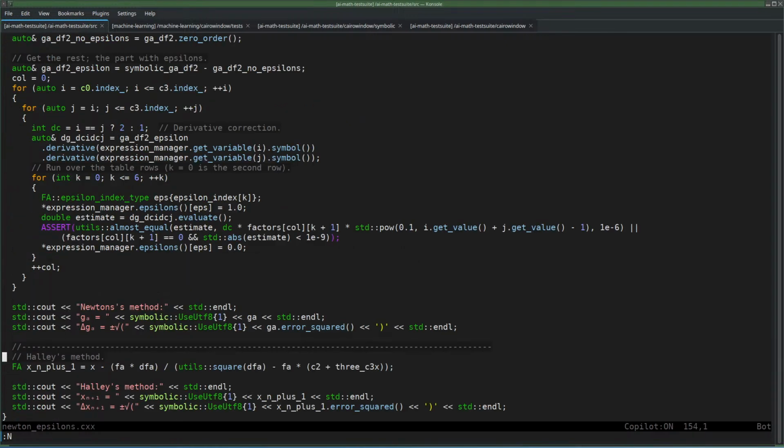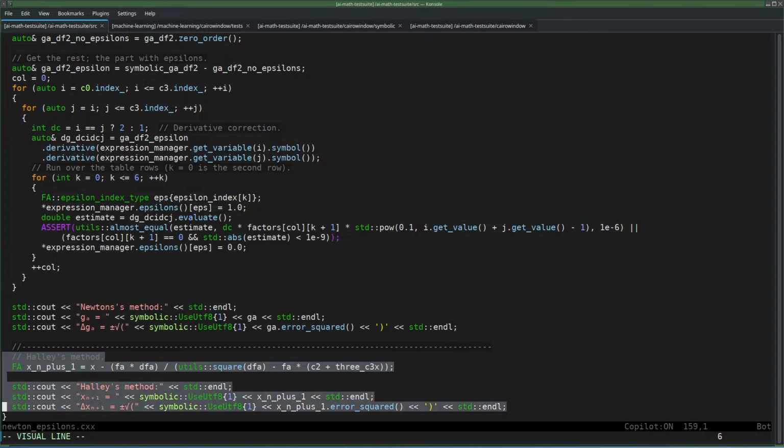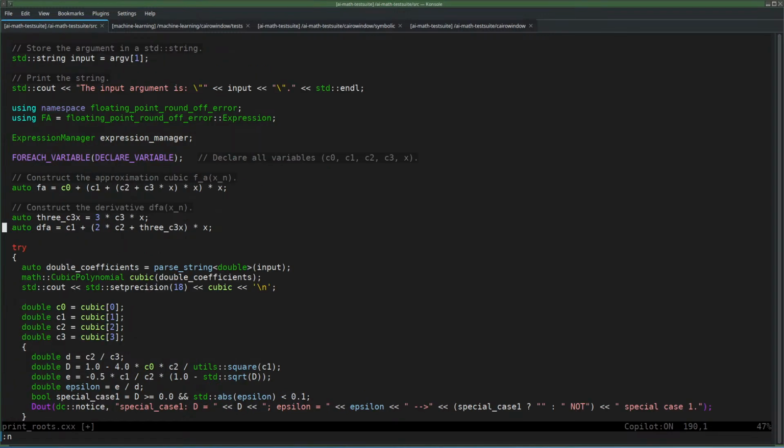And then in the end we want the Halley's method. So yes, this uses F A and D F A and C3 X. Just copy everything so we can print it again. So we see that indeed we can print it again.